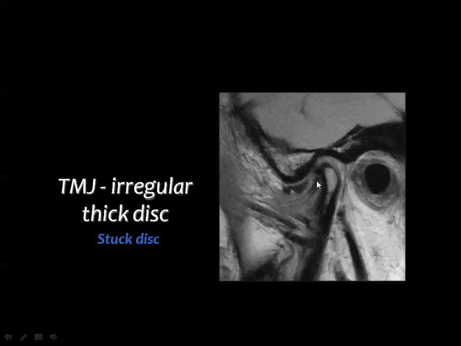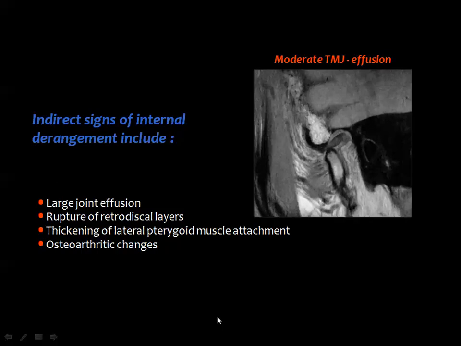This is the tendon of the lateral pterygoid muscle. And after opening the mouth, the disc will maintain its position, being adherent to the temporal bone. This is what we call the stuck disc. Then indirect signs of internal derangement.